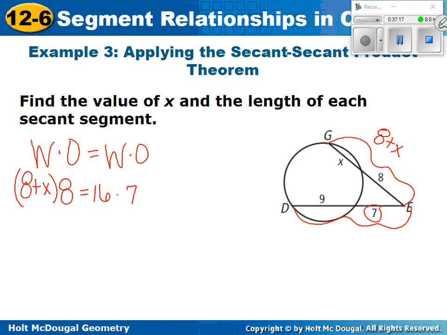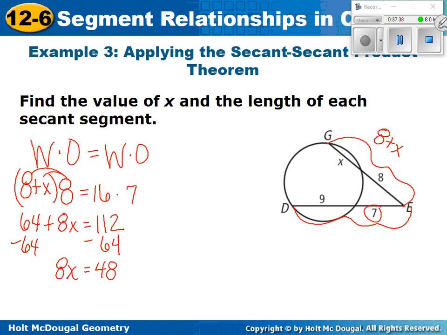Distribute, thank you. 8 times 8 is 64. 8 times x is 8x. 64 plus 8x equals, what's 16 times 7? 112. Subtract 64. And 8x is equal to 48. Divide by 8, and what is x? 6. Be careful, that's x. The directions said find x and find the length of each secant segment.